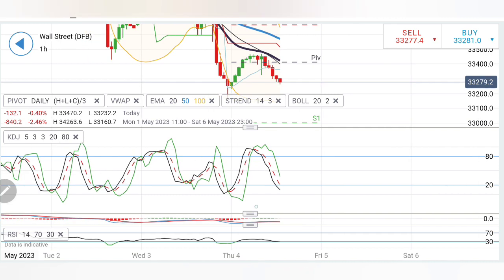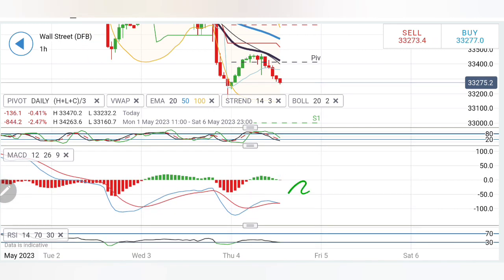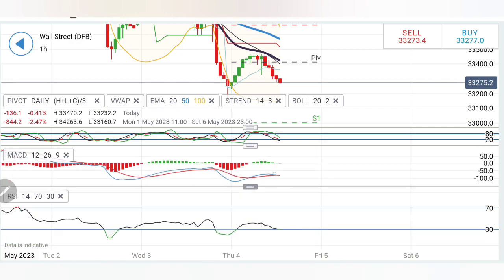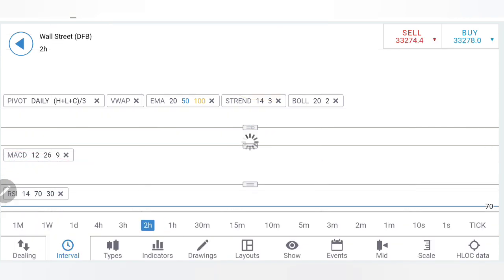Stochastic back to oversold zone. The MACD is again trying to cross over for a sell. It is still in buy. RSI at bottom trying to go oversold.